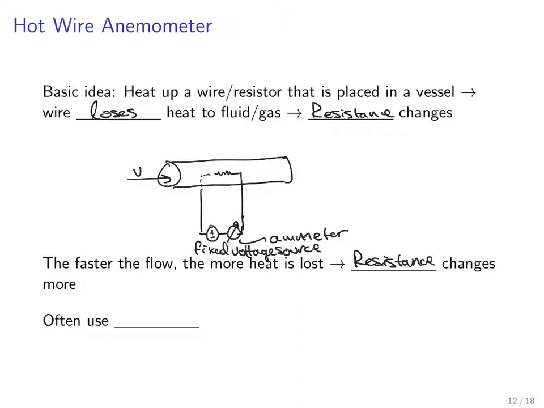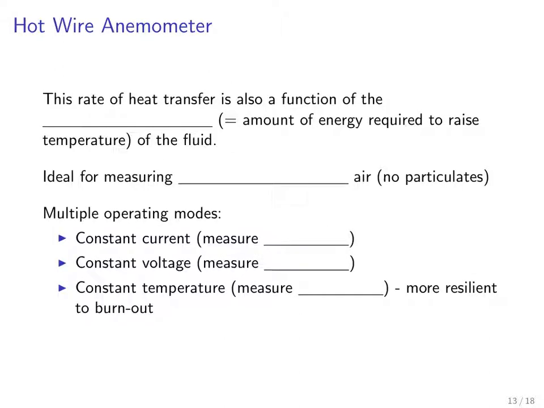Often we use tungsten for these measurements in these devices. This rate of heat transfer is also a function of the specific heat of the fluid, which is equal to the amount of energy that's required to raise the temperature. It's ideal for measuring exhaled air, or inhaled or exhaled air, which does not contain particulates. So that's good because you don't want to have particulates. If you have it sitting in a fluid flow, for example, you can have particulate buildup that can hurt the performance of the device over time.